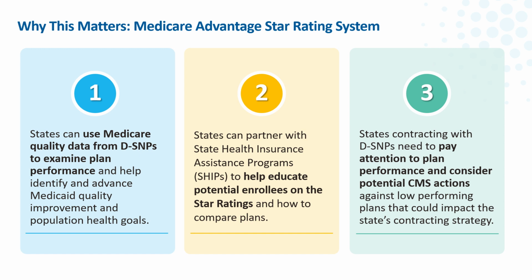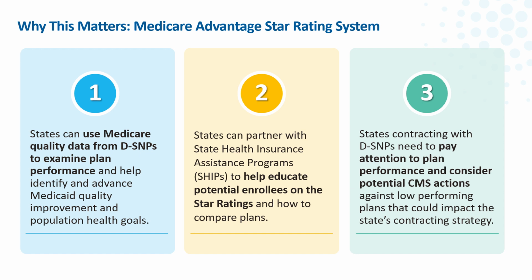Opportunities exist for states to examine whether plan performance varies for particular subpopulations of D-SNP enrollees, including those who are more likely to be impacted by health inequities. States can partner with D-SNPs to learn more about Medicare quality data and opportunities to further their quality-related objectives. Second, states can partner with entities like their state health insurance assistance programs to help potential enrollees understand the star ratings and how the ratings can be used to inform enrollment decisions.